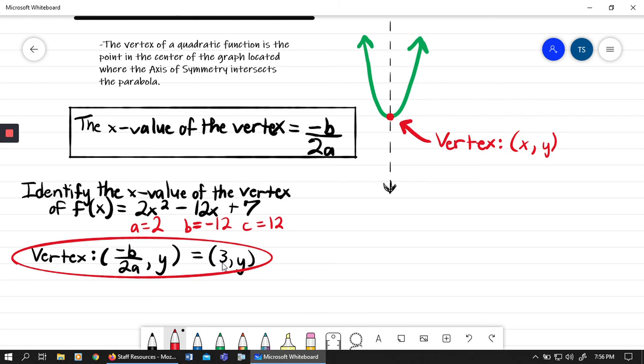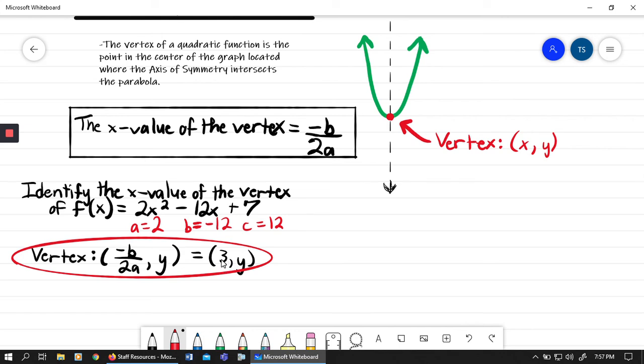But again, folks, remember that this is written differently than the result of the axis of symmetry. The axis of symmetry is an equation, and because it's an equation, it has to be written as x equals. But for the x value of this vertex, you don't have to write that as an equation. You just write the value. It's just 3. That's the x value of the vertex.